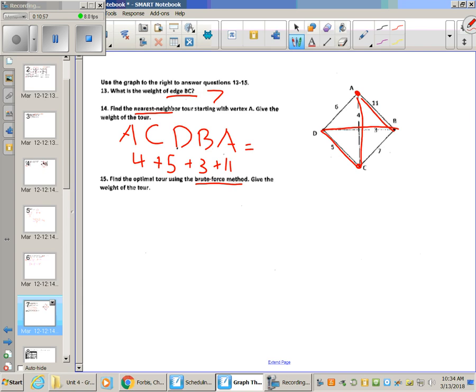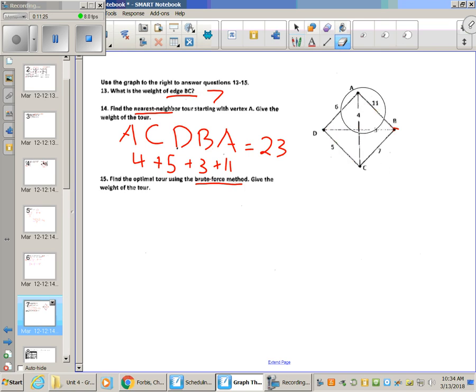Okay, so there's my answer, A, C, D, B, A. It started with the A, ended with A, and the total value is 23. Okay, that's what I'm looking for. There's your work for nearest neighbor, no big deal. Our work, and what I'm looking for in brute force, is that you list every single Hamiltonian circuit and pick the least one. A lot of people in the quiz did not list every single Hamiltonian circuit. I would like to see all of it.